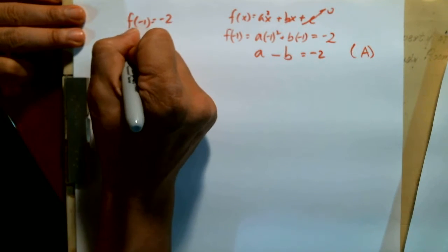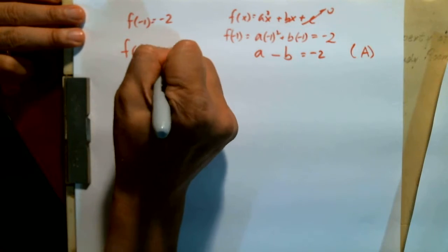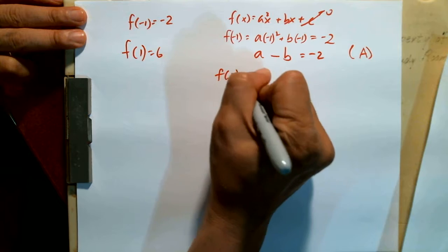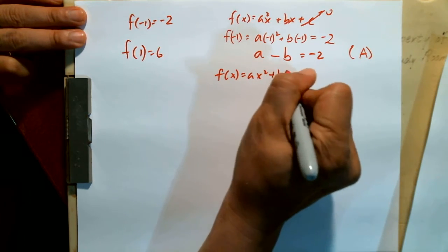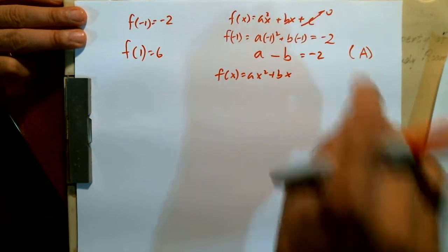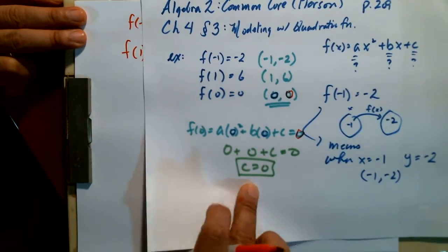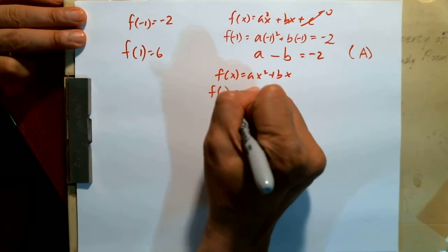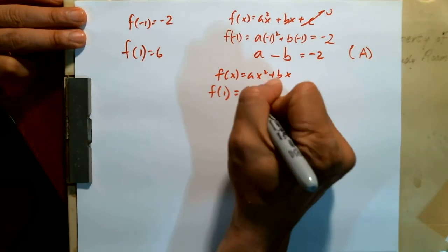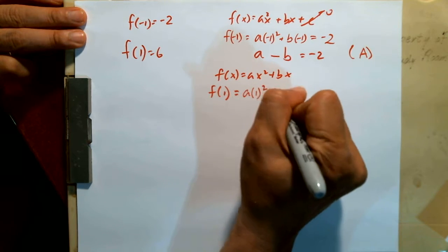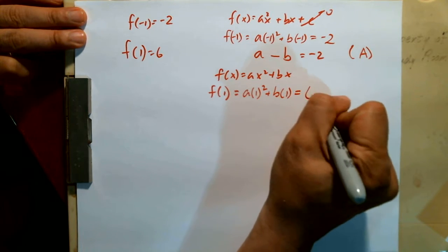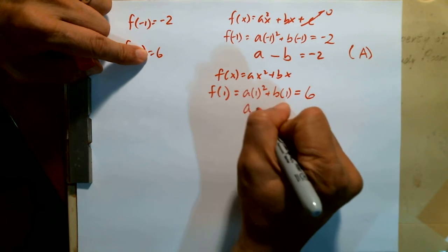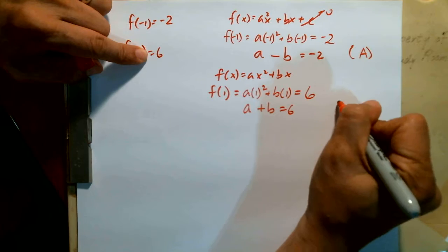Let's do the third one. It says that f of 1 is equal to 6. Let's plug it in. F of x is equal to ax squared plus bx. We noted that the c value was 0 previously. So we plug in 1 for your x value. A times 1 squared plus b times 1 has to equal 6. That's your y value. 1 squared is 1, times a is a, plus b has to equal 6.